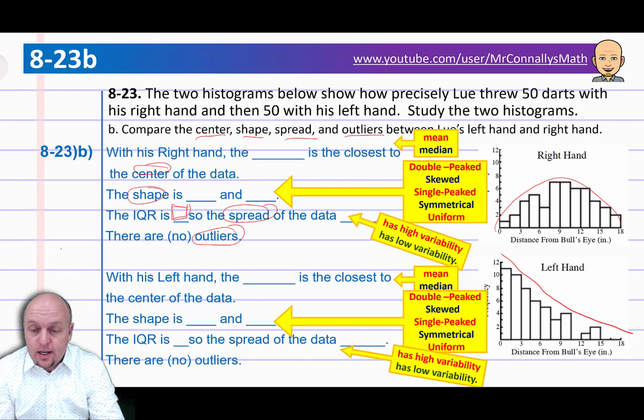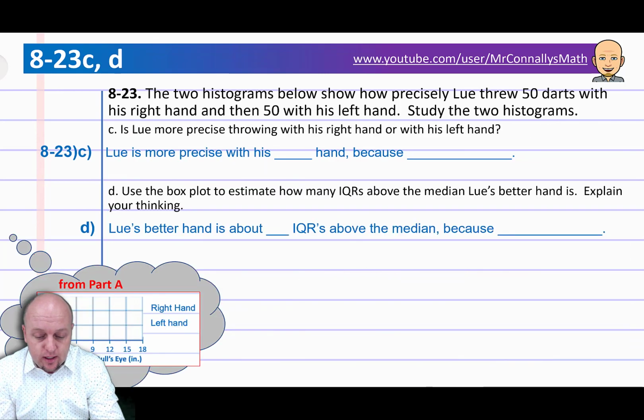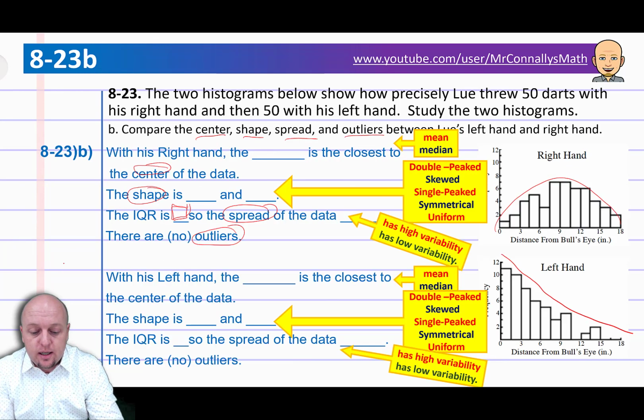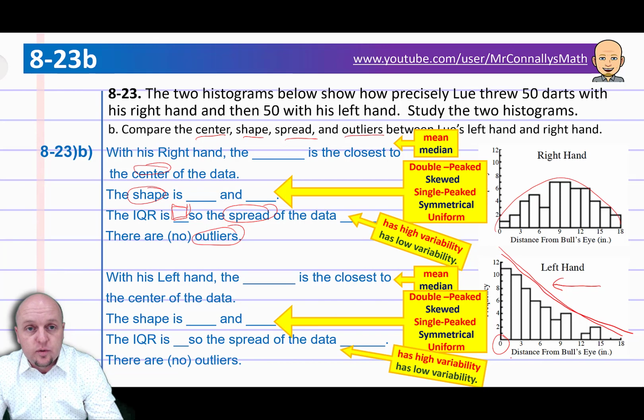All done? Writing it down? Great job. Let's look at the data now again. So let's see. Is Lou more precise throwing with his right hand or his left hand? So real quickly, looking back at the data, it appears that most of the information is to the left. That means it's 0 inches from the bullseye. So that means if you're looking at the bullseye, all of the data is close to the center.